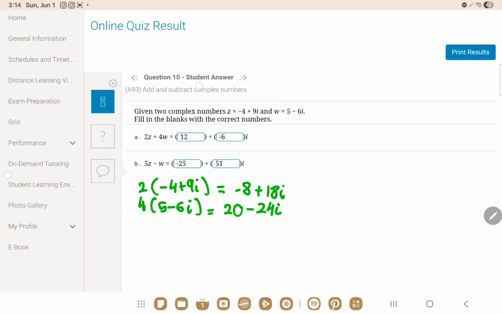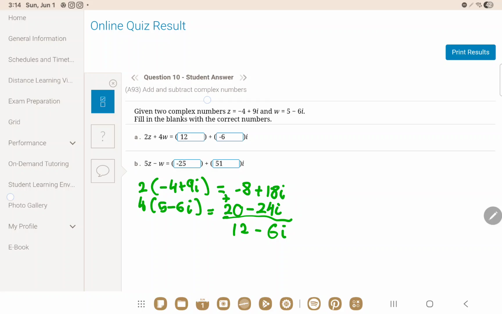Now, you want to add these two numbers. You could add them on top of each other like we used to do in grade 1. Negative 8 plus 20 is 12. And 18i plus negative 24i is... Wait, so how do you get from 18 plus 24? Negative 6, right? Yeah, negative 6i. That's how you solve for the first one.